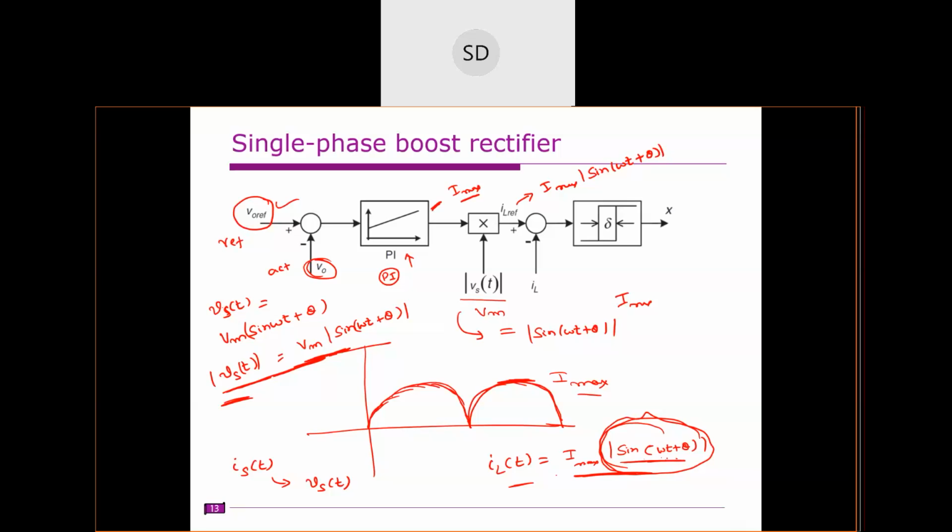Now we use a hysteresis controller or a triangle carrier controller. We discussed two methods: one is the hysteresis current controller, and the other is the triangle carrier current controller. By using either technique, we try to follow this reference. If it is a hysteresis controller, a hysteresis band is defined, and when the current is less, the switching is done so that the current can be controlled. That ultimately gives the firing signal for the switch.